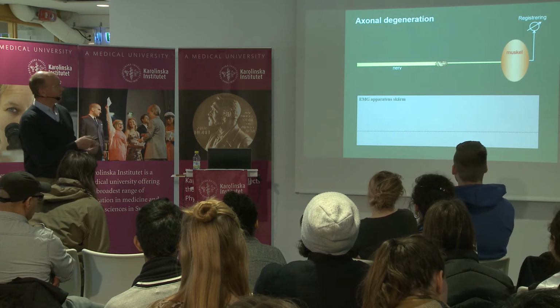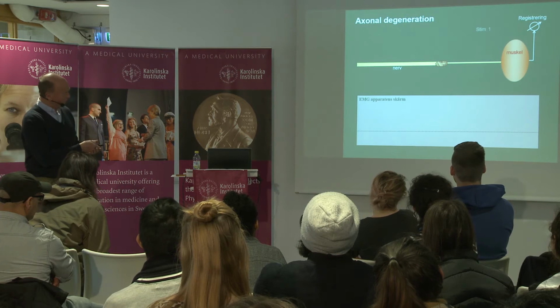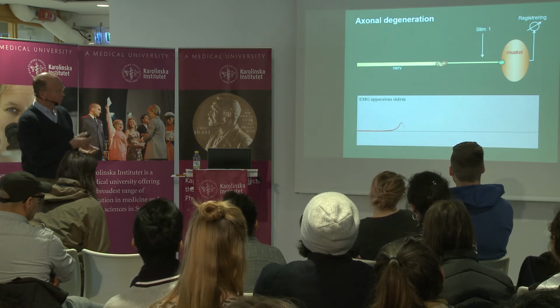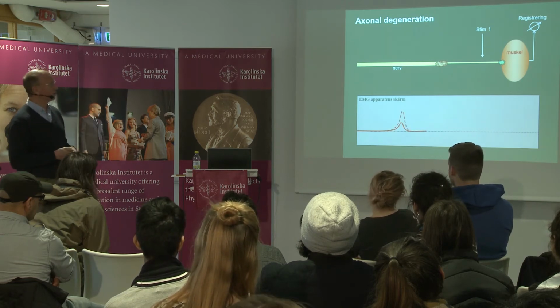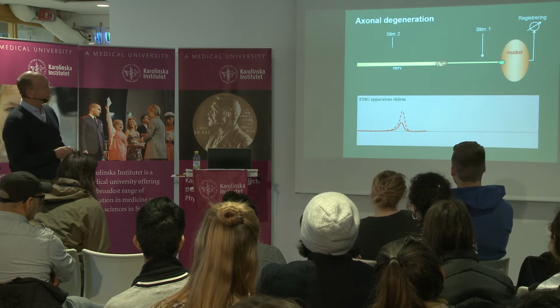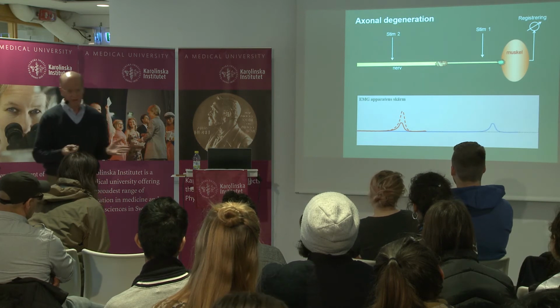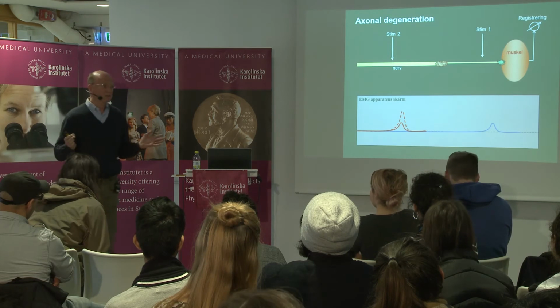If you have axonal degeneration, you have lost neurons. You stimulate down there, and you get quite a small action potential, a small motor compound muscle action potential. Stimulate proximally, and you also get a small potential, of course. But the conduction velocity is normal. And this is what you see in these patients.